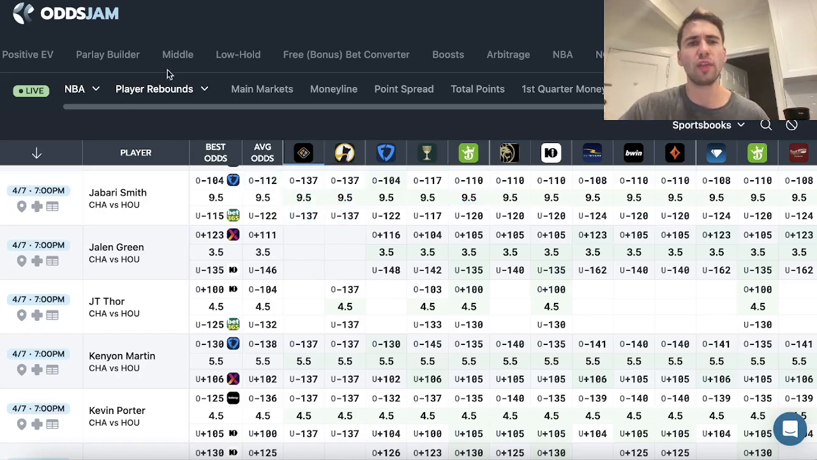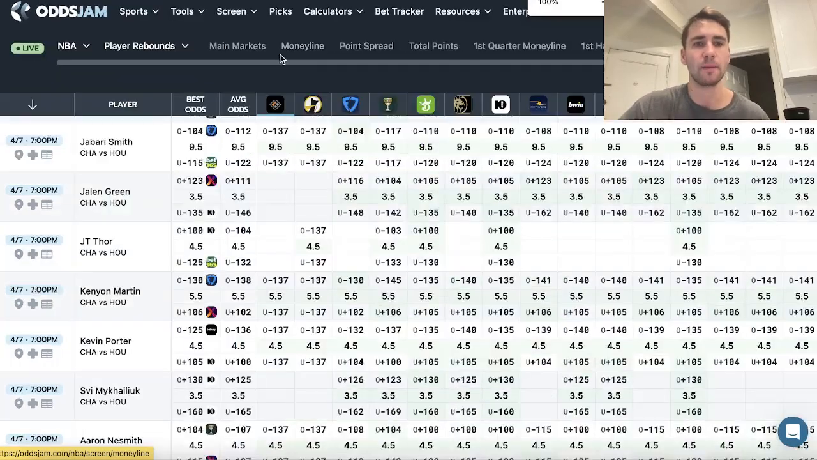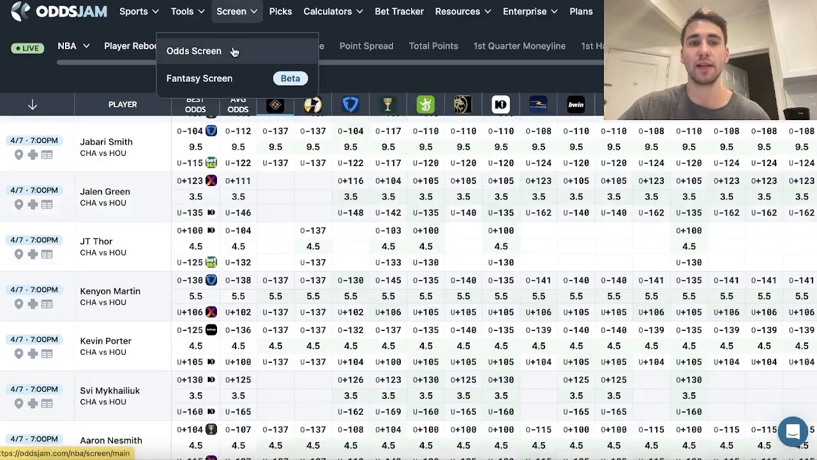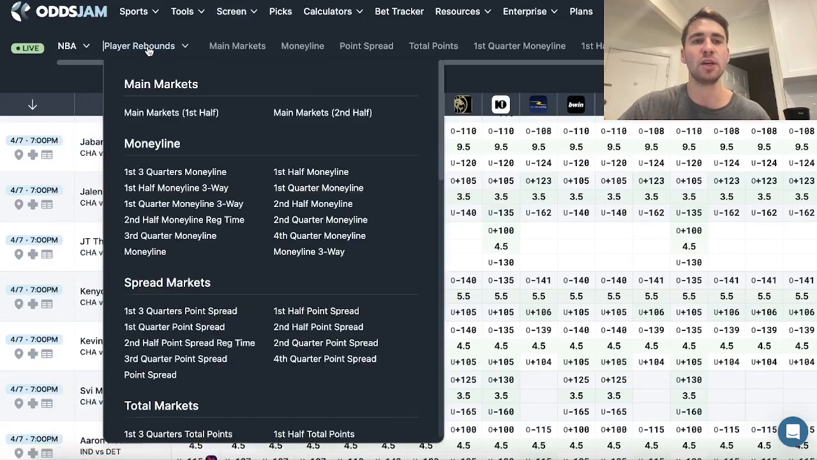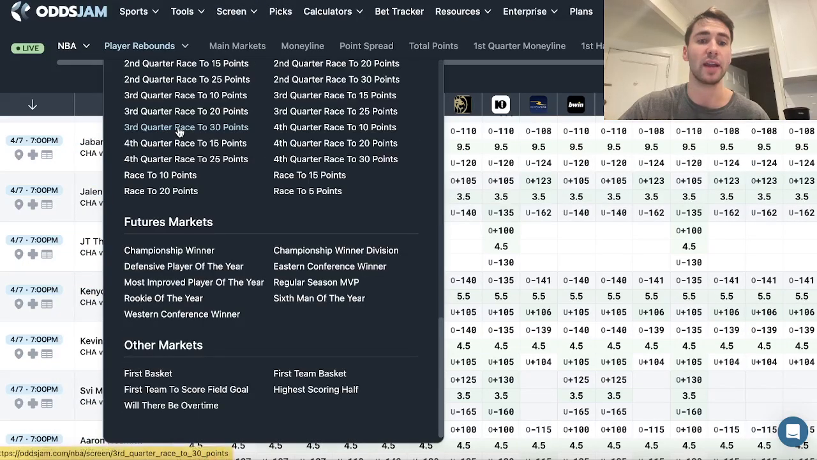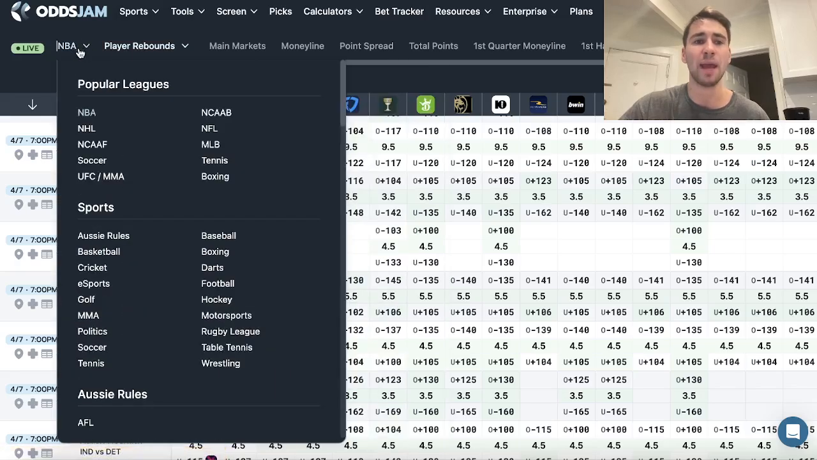So the first tool that I oftentimes use is right here. This tool is called the odds screen. And what it lets you do is browse odds for a specific market. Currently I'm looking at NBA player rebounds, but you can look at whatever you want.